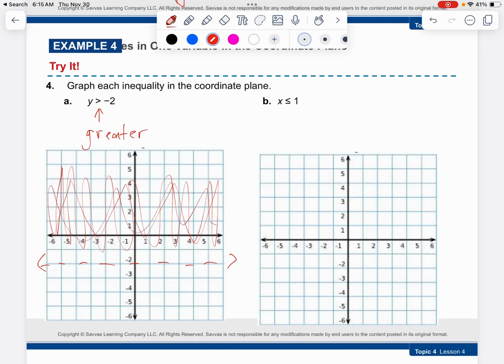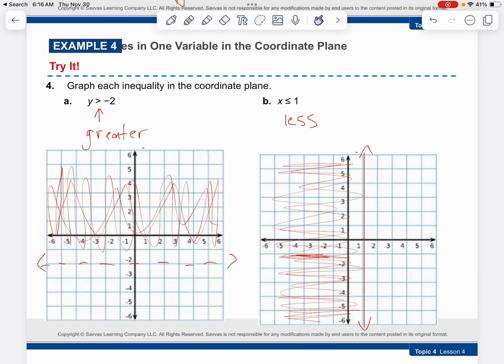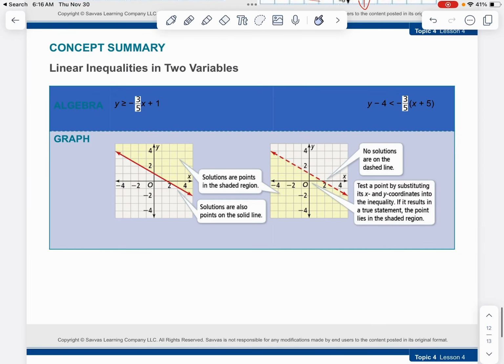Next, x is less than or equal to +1. So we'll have a solid line going through +1. And then the values that are less are these values that are here on your left. So we shade the left side of the line. And there you have your concept summary.